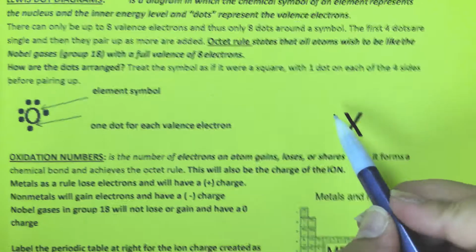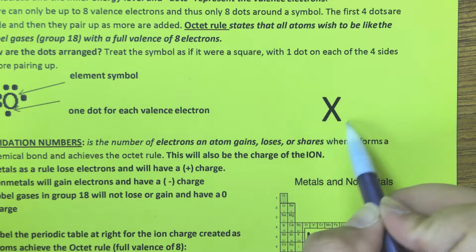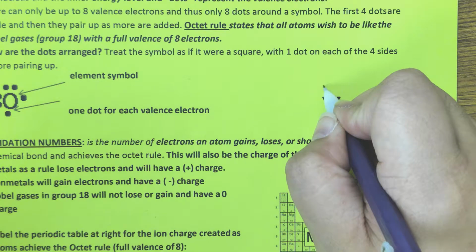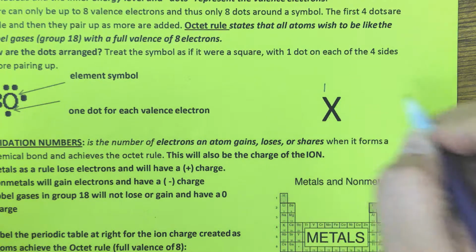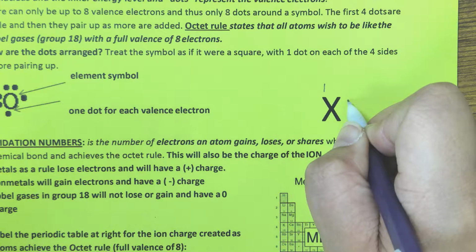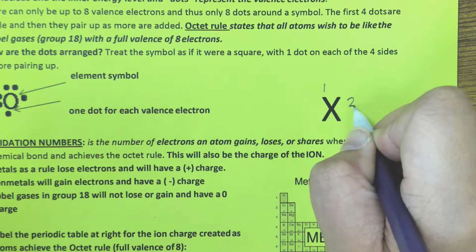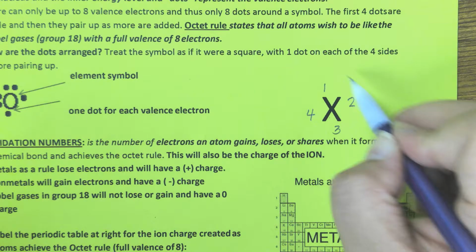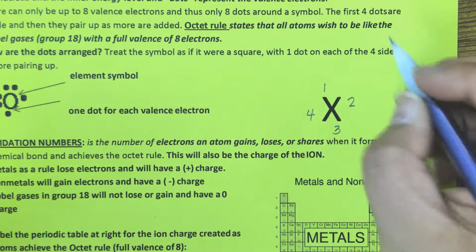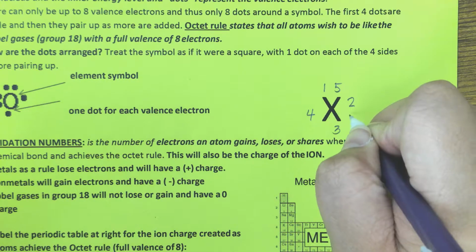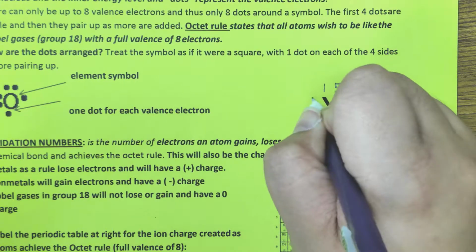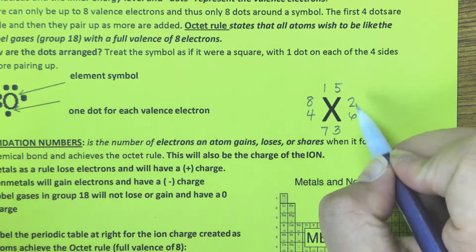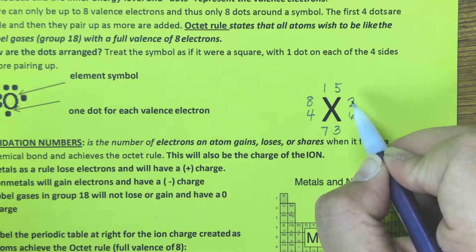Okay, so remember how we number our element. So let's say this is element X. So we are going to number it. There's my first dot, or valence electron. There's the second, third, fourth. Okay, now all the seats are taken. So now they're going to have to start sharing. 5, 6, 7, 8.